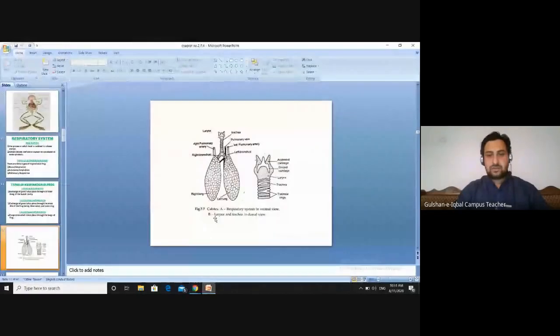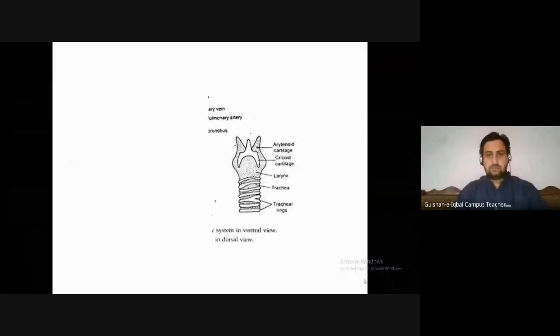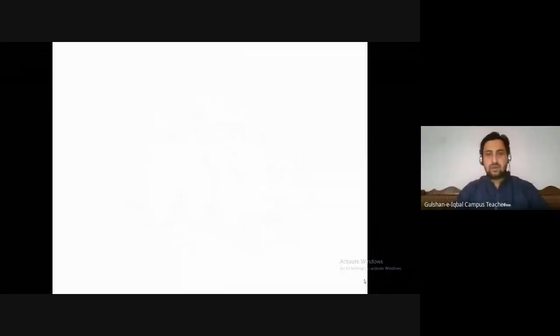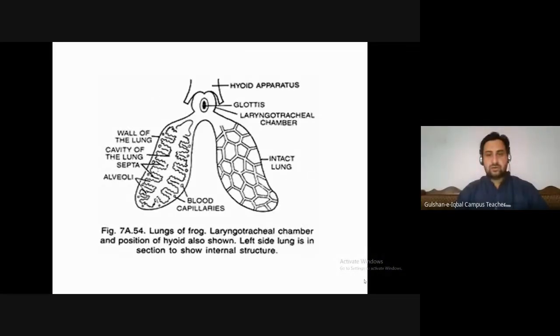The next system of the frog. This was the pulmonary respiratory system. Let's move on. This is also the respiratory system, the lungs. This is the internal structure. You can see here the internal structure.